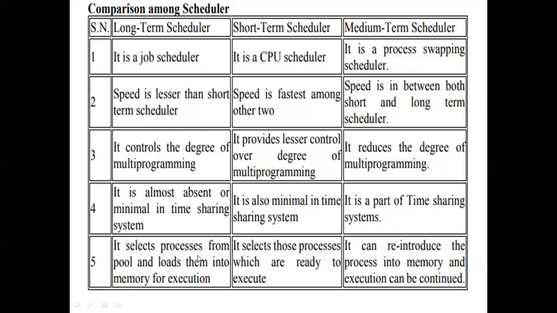Long-term scheduler selects the processes from the pool and loads them into the memory for execution. Short-term scheduler selects those processes which are ready to execute. Medium-term scheduler can reintroduce the process into the memory and execution can be continued.